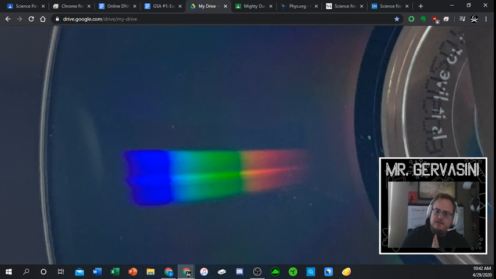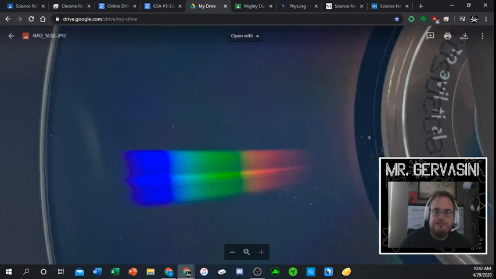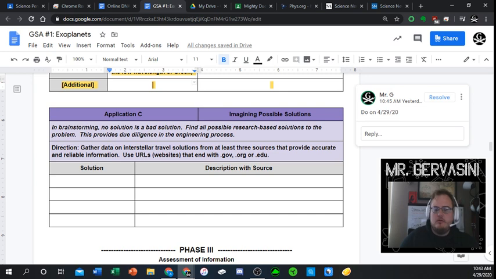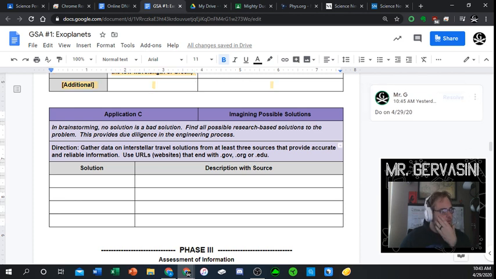Any questions on application A or application B? I had a couple questions yesterday through Remind on C, and also one through email. One was, I'm having trouble finding information.